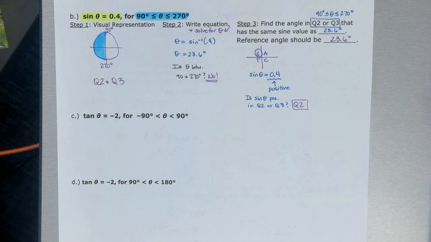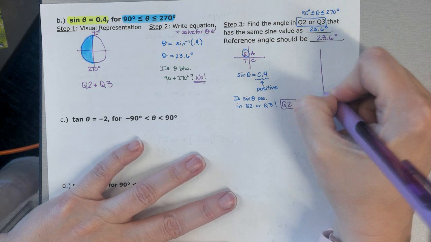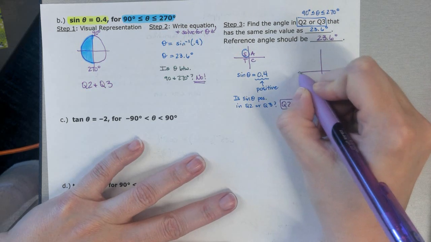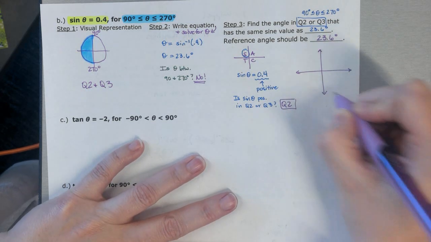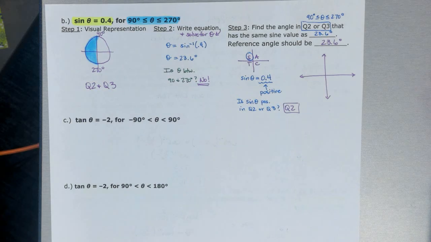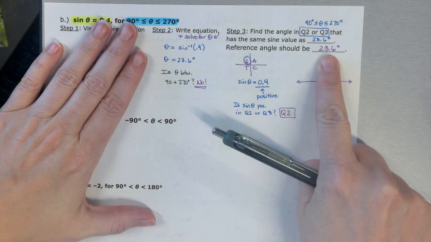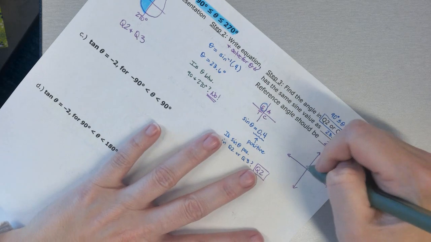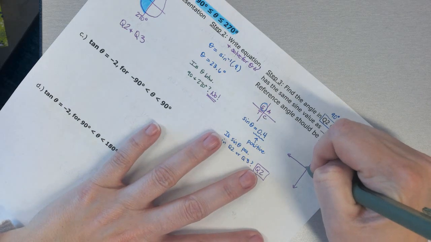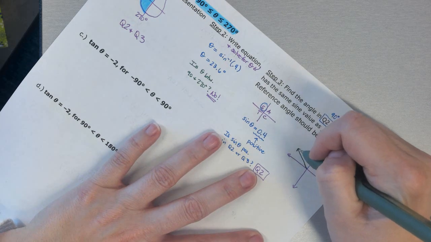Okay, now that we have that, all we have to do is draw our reference angle. This goes back to how we set up reference angles. Remember, reference angles always go to what? X-axis. Good. So if I'm in quadrant 2 and I want to draw the reference angle 23.6, it's going to be approximately here.